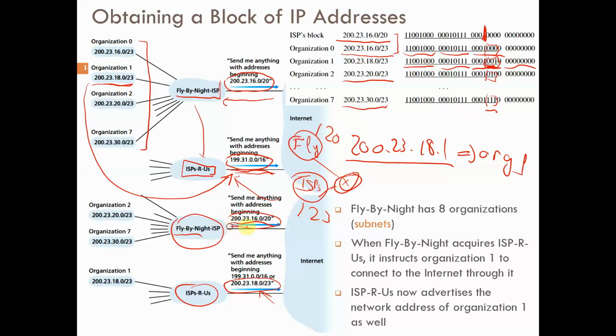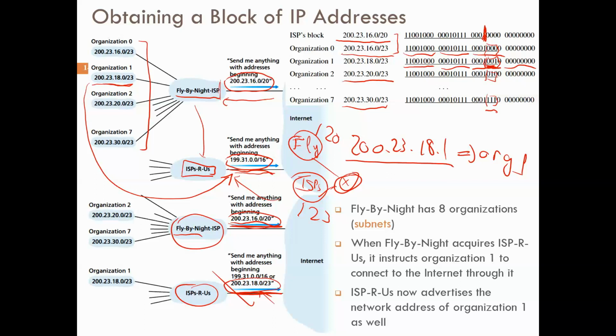These are in the two announcements. This here is 200.23.16.0/20. And this here is 200.23.18.0/23. This one here is the longest prefix match. So if a router receives a packet with a destination IP address that matches the two outgoing ports, the two paths, it will choose the longest one, which is through ISPs-R-Us.